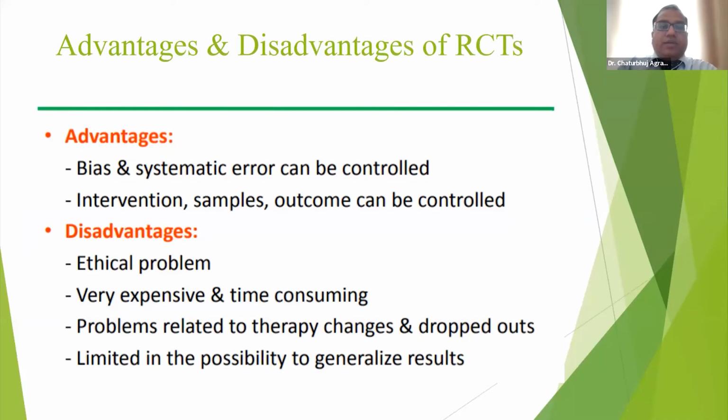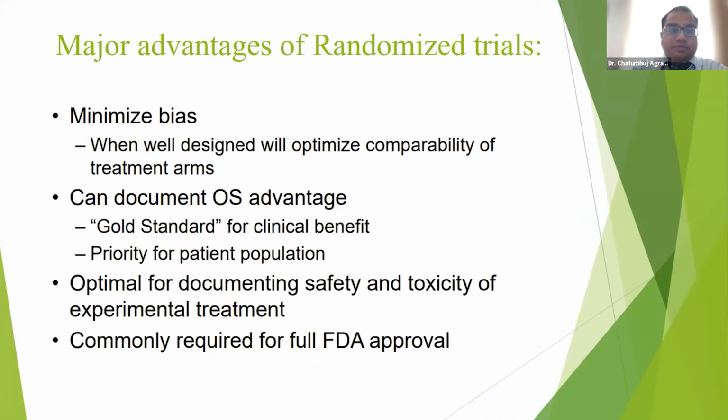Quickly, we will see the advantages and disadvantages of RCTs. Advantages: bias and systemic error can be controlled, intervention and sample outcome can be controlled. Disadvantages: ethical problems. It's very expensive and time consuming, and there are problems related to therapy change and dropouts. So it's limited in the possibility to generalize results.